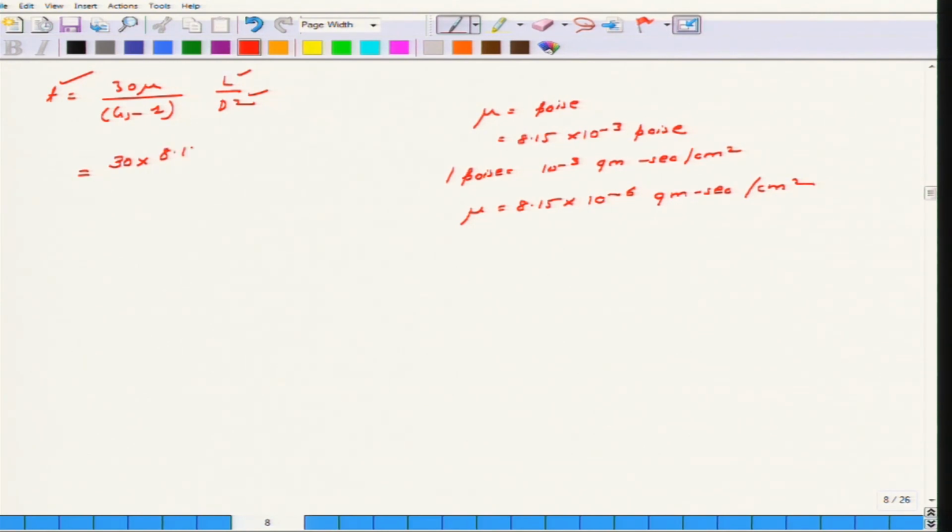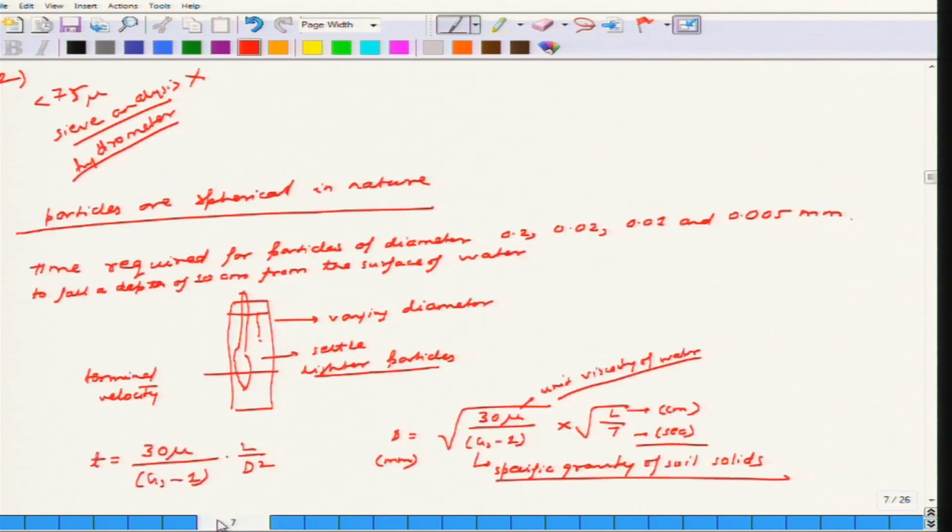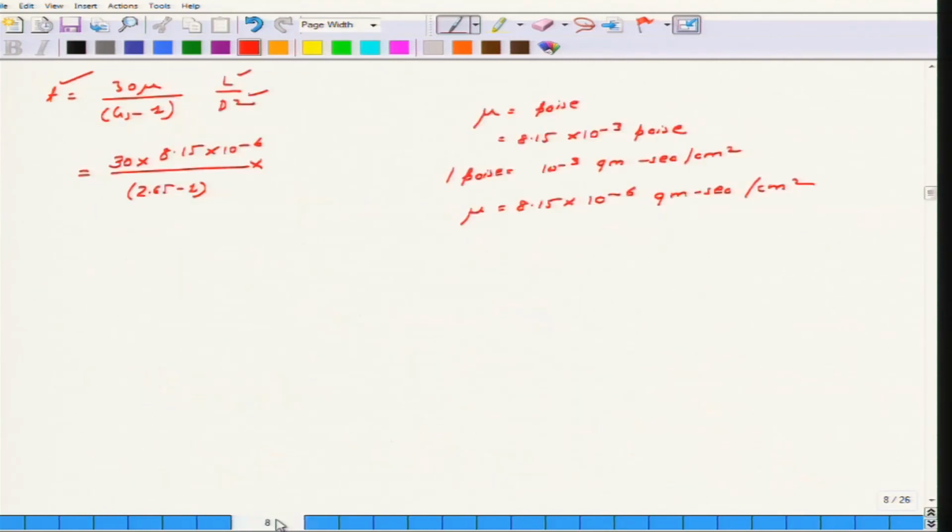So this comes out to be 8.15 into 10 to the power minus 6 divided by Gs, which is given as 2.65, minus 1, into L. It is written clearly that L is 10 centimeter, so 10 divided by d, where d is the one that you have to find out. Now the time you have to find out, and d is given as 0.2, 0.02, 0.01, 0.005 millimeter.